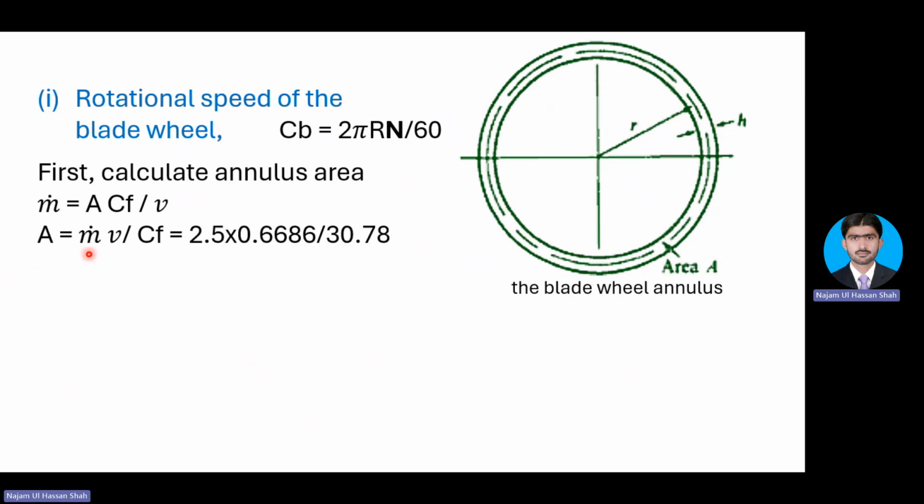So A will be equal to m dot V over Cf. M dot is 2.5, V is 0.6686, and Cf is 30.78. The annulus area is equal to 0.054 square meters.